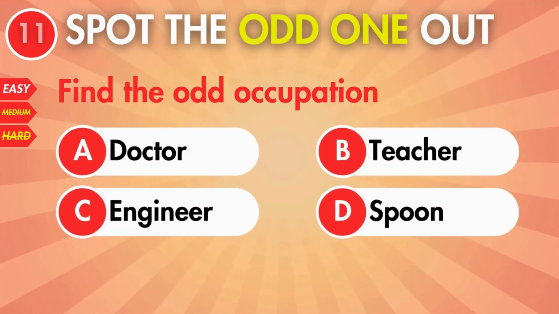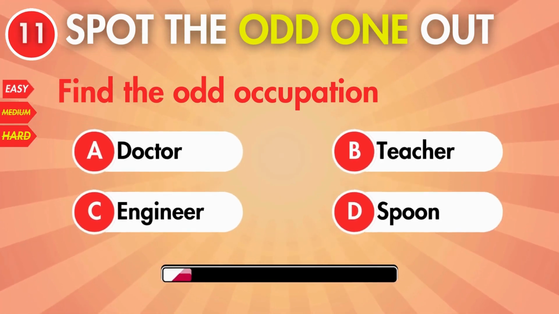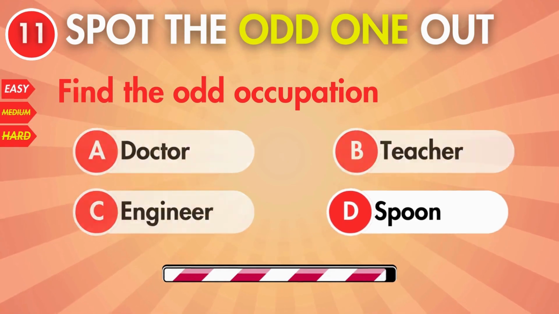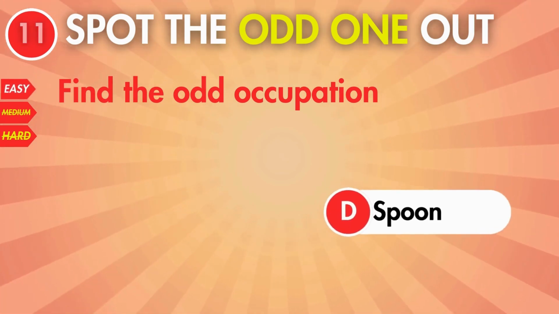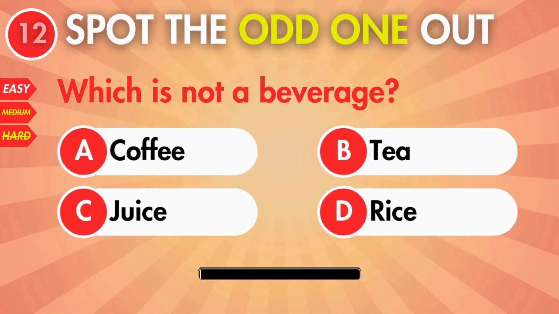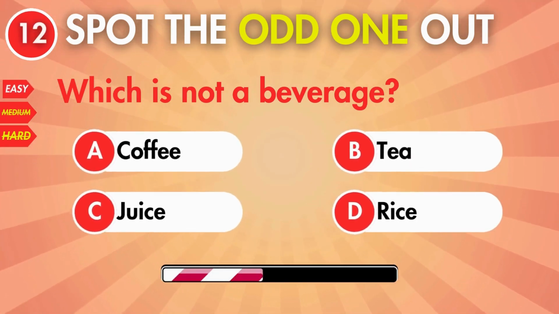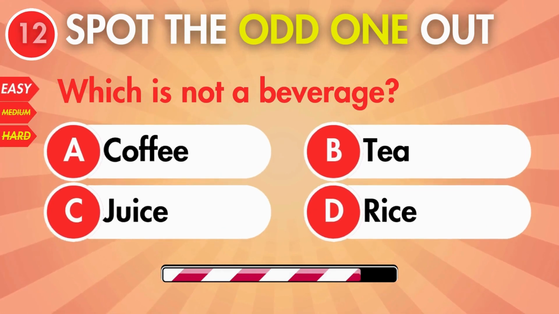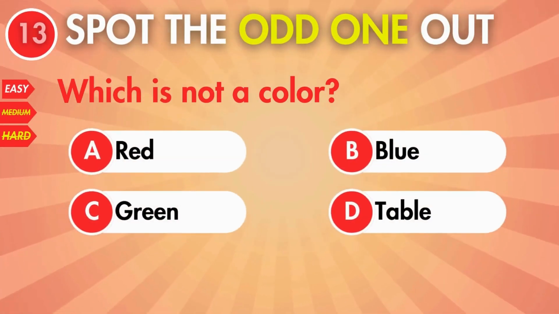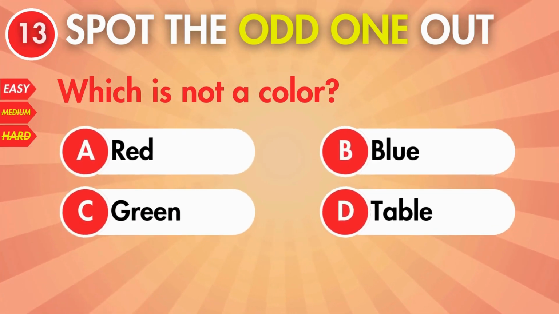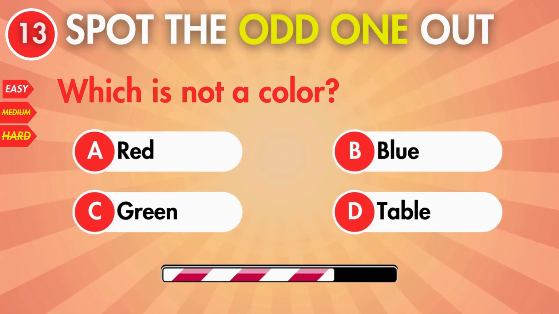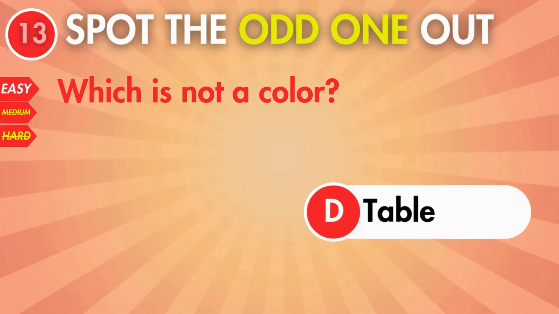Find the odd occupation. Spoon. Which is not a beverage? Rice. Which is not a color? Table.